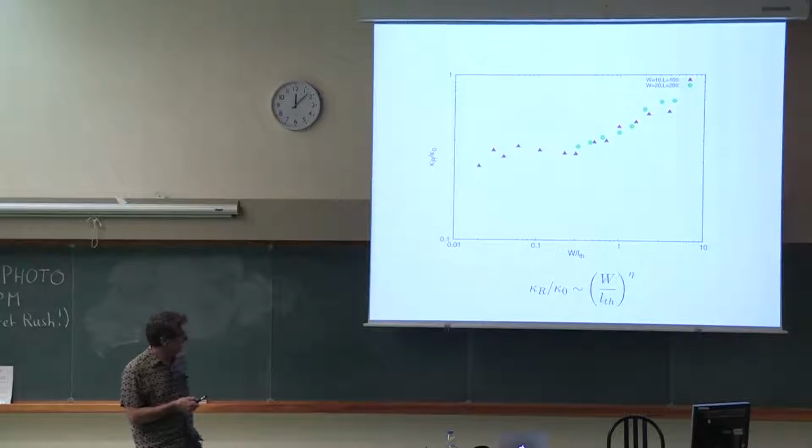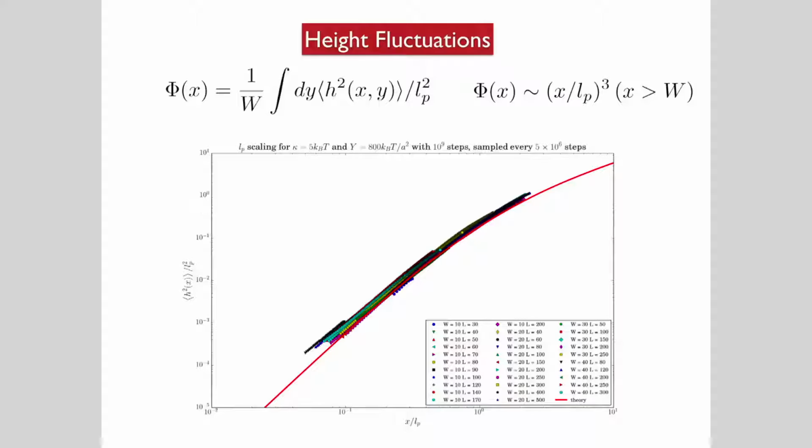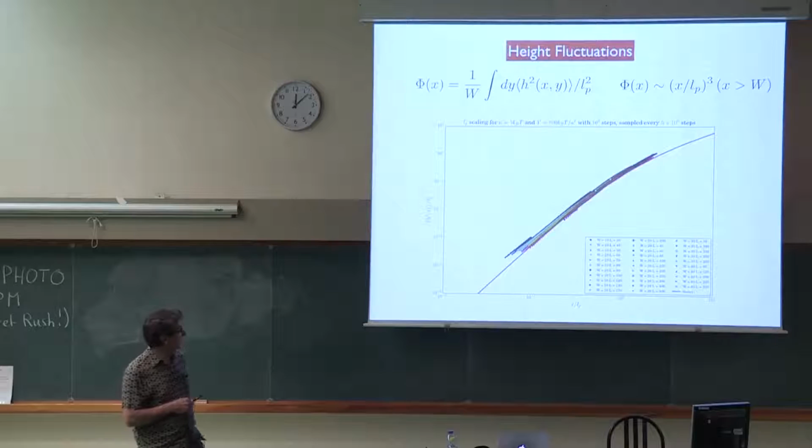You can also measure the width-averaged root mean square height fluctuations of the system. That should scale like the distance x along the ribbon divided by the persistence length, cubed. And here's a whole bunch of simulations, many, many of them, that collapse onto this scaling prediction beautifully. So that seems to fit.